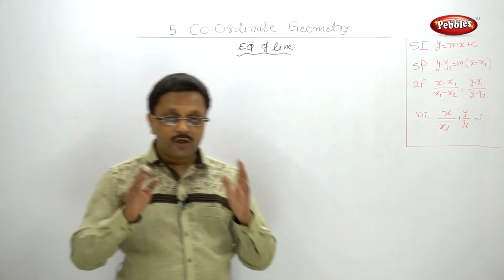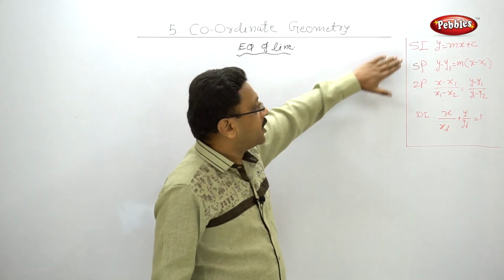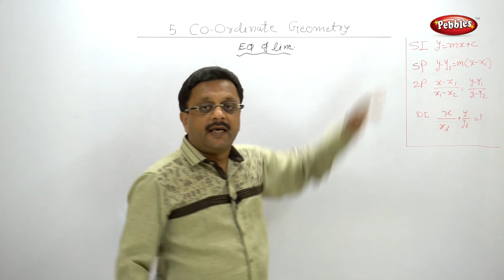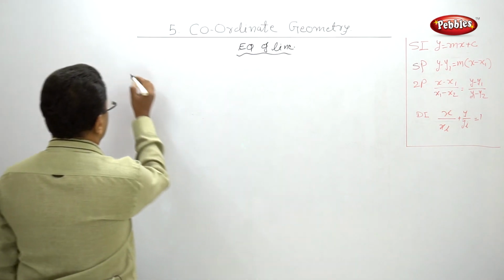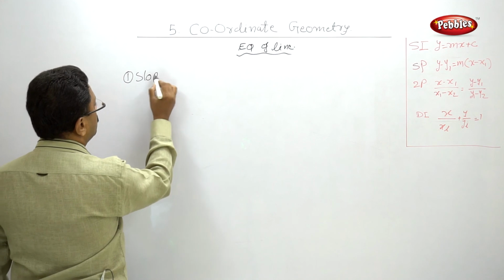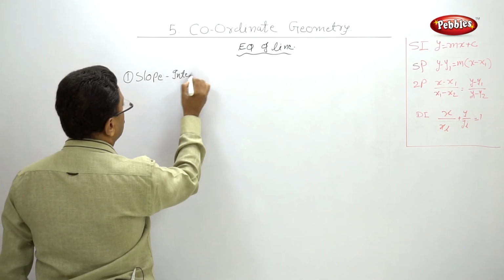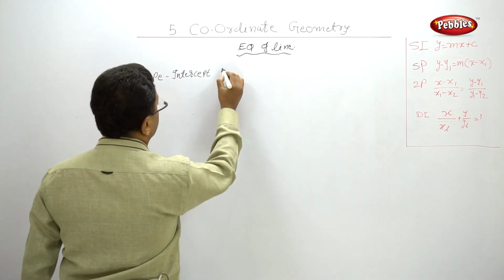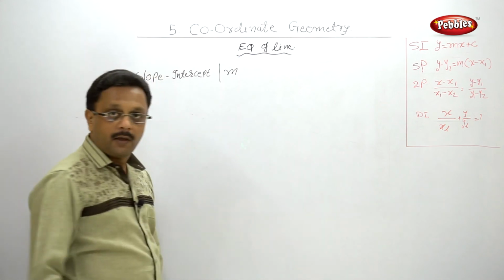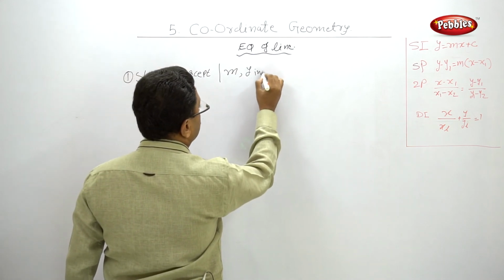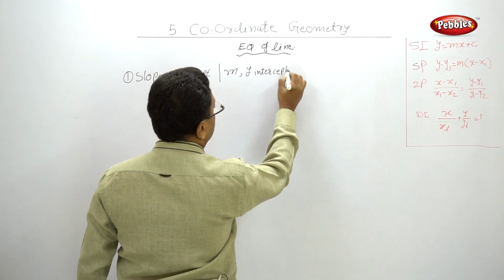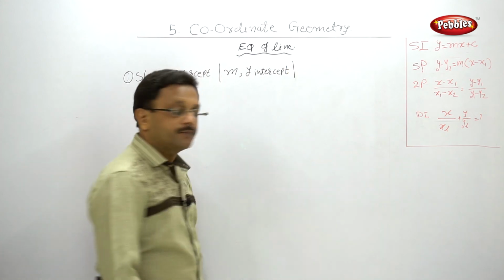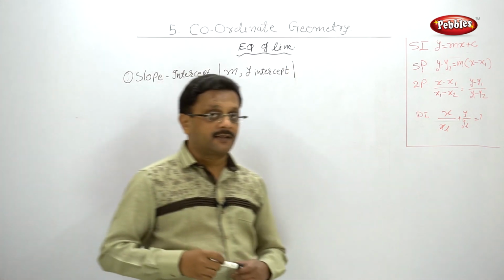So in short I have written here these are the four forms. First I have written SI. SI means slope intercept form. In the slope intercept form you will be given slope and y-intercept.